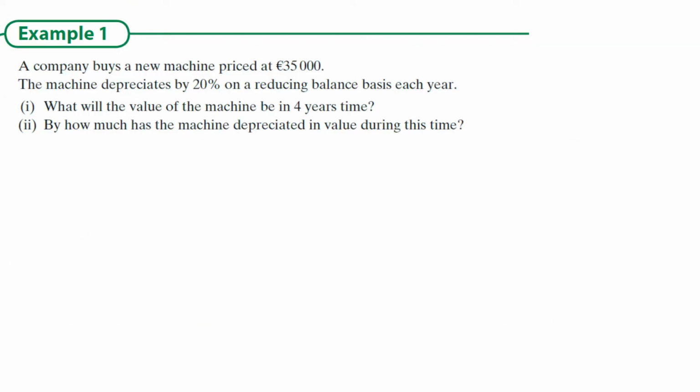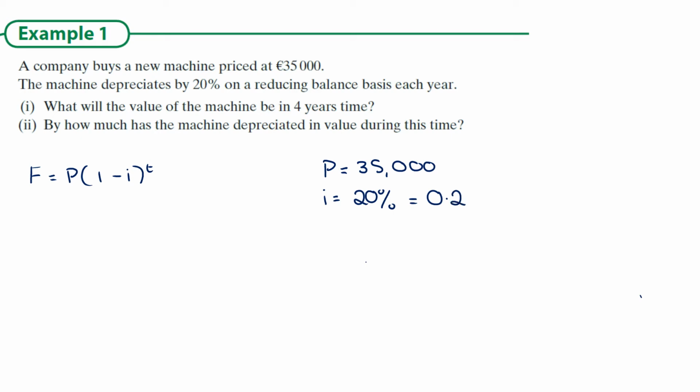A company buys a new machine priced at 35,000. The machine depreciates by 20% on a reducing balance basis each year. What will the value of the machine be in 4 years' time? So let's take our formula. It's F is equal to P bracket 1 minus I to the power of T. Just like before, F is the future or final value, P is the current or present value, I is the interest rate, or in this case, the depreciation rate. However, it must be given in decimal. And then T is going to be, in this case, 4.